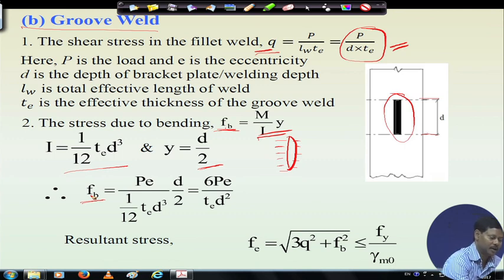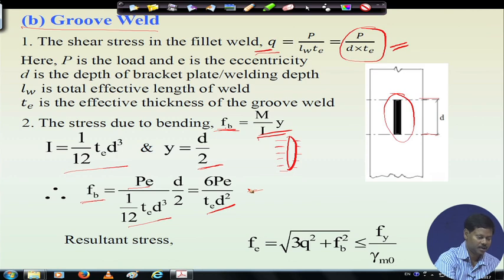So, in a similar fashion, if we put the value of M by I into Y, where M is equal to P E into E and I is equal to 1 by 12 into TE into D cube and Y as D by 2, then we can find out FB as 6 P E by TE into D square. You can remember that in case of fillet weld it was 3 P E by T into D square.